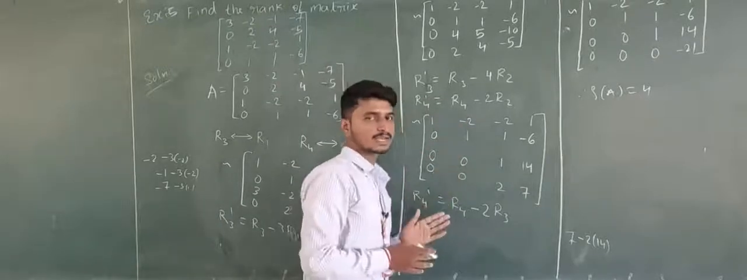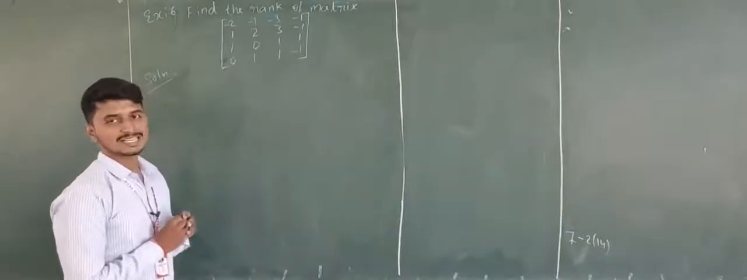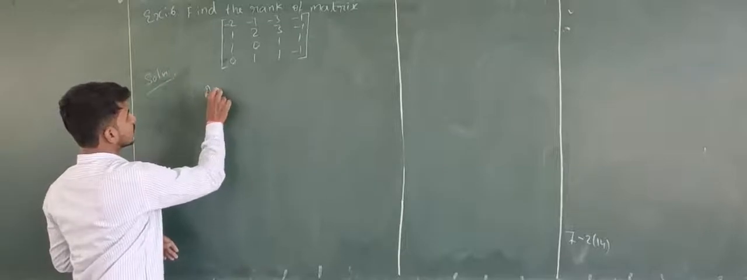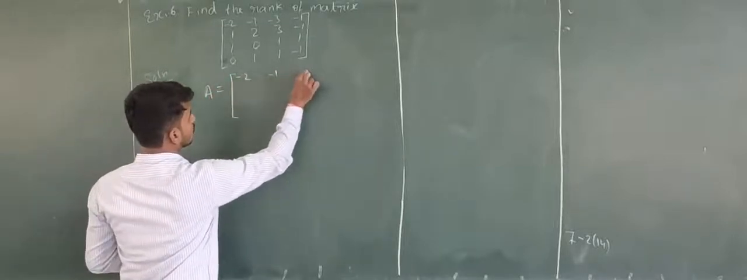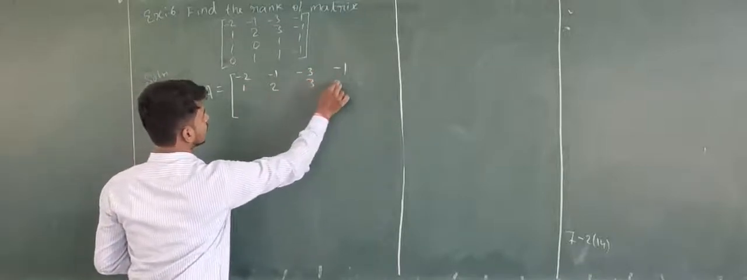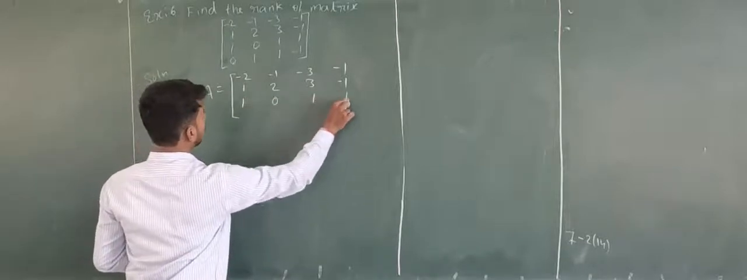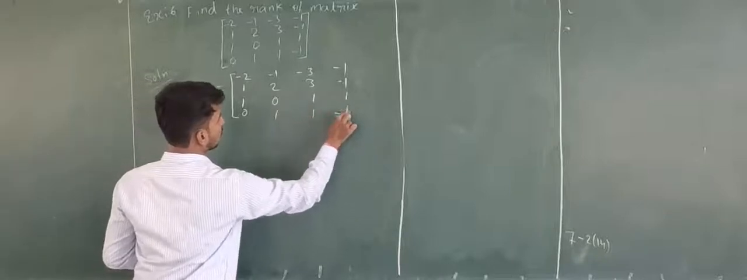So your 4 cross 4 matrix has the rank 4. And the sixth problem is again a 4 cross 4 matrix. So we can consider this as: minus 2, minus 1, minus 3, minus 1; 1, 2, 3, minus 1; 1, 0, 1, 1; 0, 1, 1, minus 1.